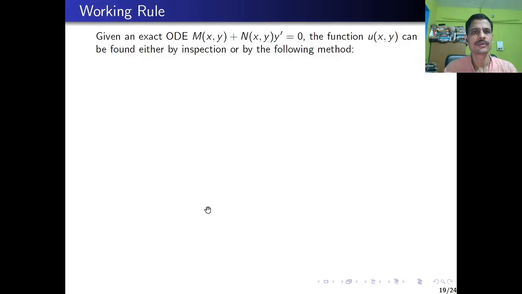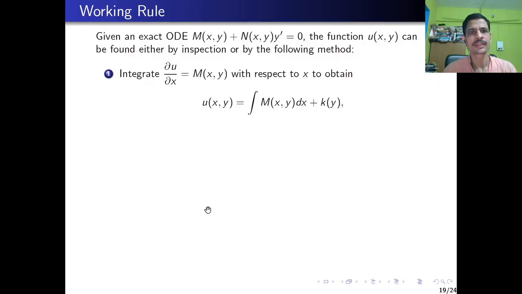Now, there is a working rule for us. Given any exact ordinary differential equation, namely M(x,y) + N(x,y) y' is equal to 0, the function u(x,y) can be found either by inspection or by the following method. We have already seen how to determine u(x,y) by inspection, provided the example is easy. But if it is not easy, then we follow a method. So what we do is the following. First of all, if it has to be exact, then we should be able to find a u such that ∂u/∂x is M. So you use this fact.